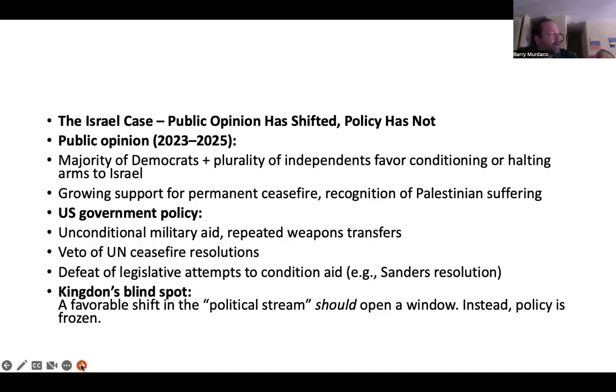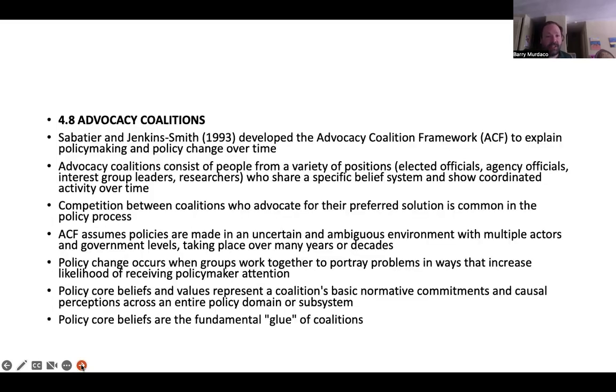I believe over 1,000 Palestinians have been killed since the ceasefire of last year. So if anything, it slightly de-escalated Israel's military attacks, but a ceasefire means a ceasefire, and there's just clearly not a ceasefire. So again, Kingdon's blind spot, a favorable shift in the political stream should open a window. Instead, policy is frozen. So again, I think that's a very significant limitation of his approach.